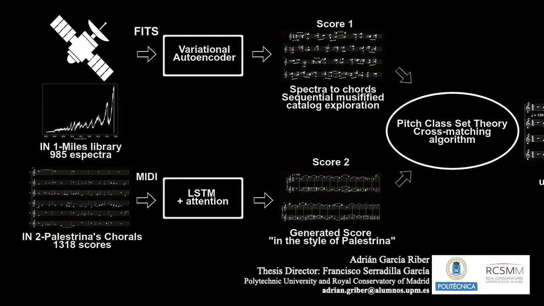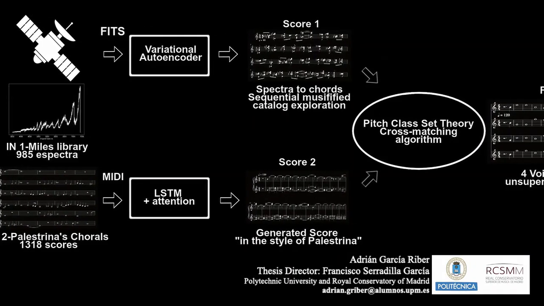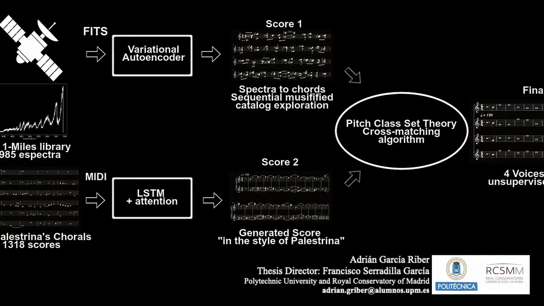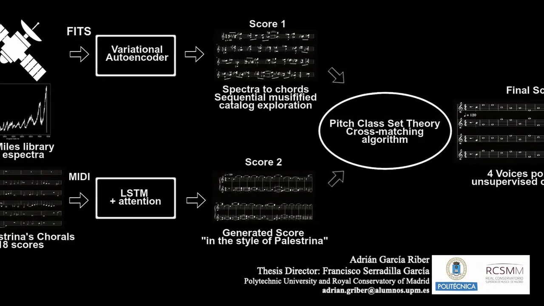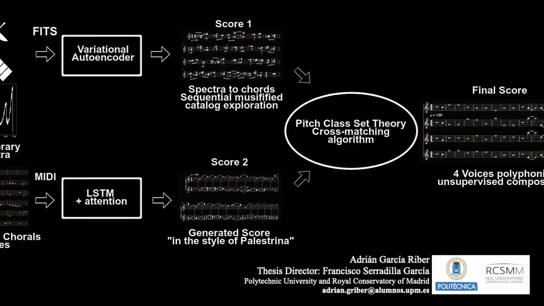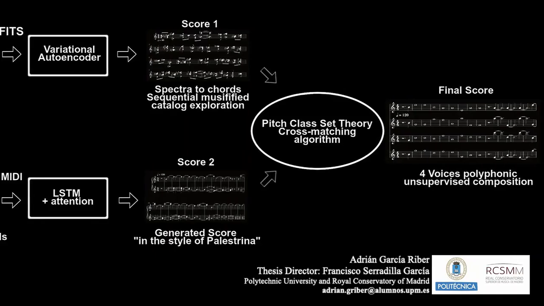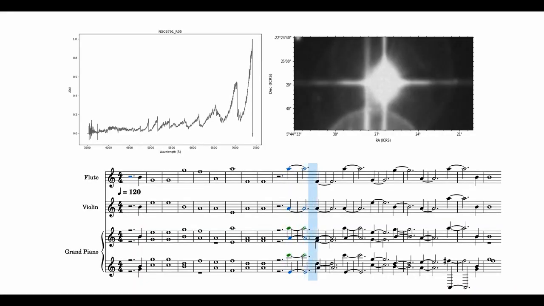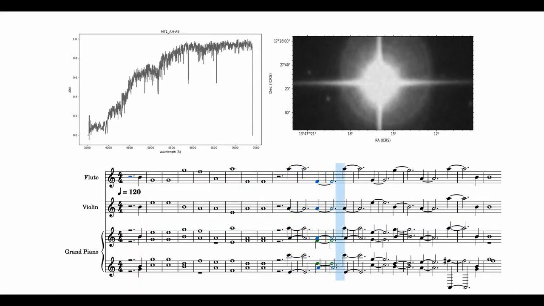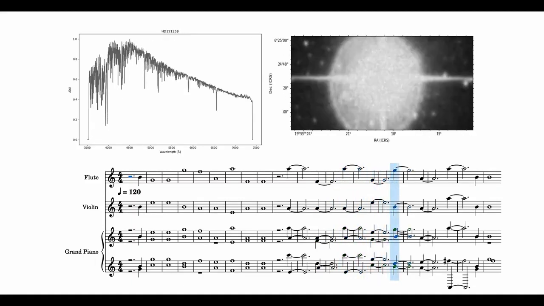We have also developed an unsupervised composition system to create a final score by cross-matching the stellar chords generated with a variational autoencoder that explores the MILES Stellar Spectral Library with the chords generated by an LSTM with attention neural network trained over 1,000 scores of the Renaissance composer Giovanni Pierluigi da Palestrina.